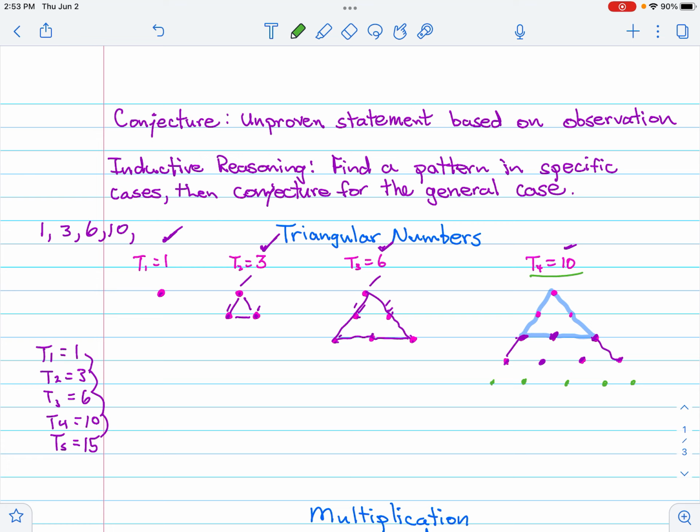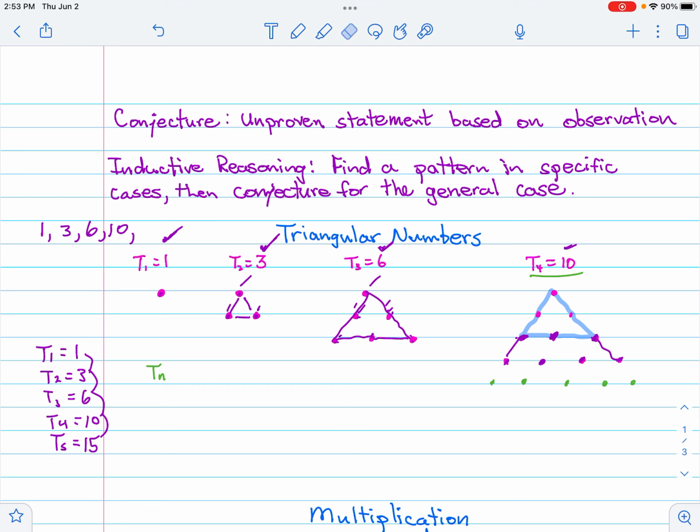Now, you could say, okay, that's not enough. I want to see if I can figure out what is generally true. In other words, what if I want the nth triangular number, maybe the 100th or whatever?